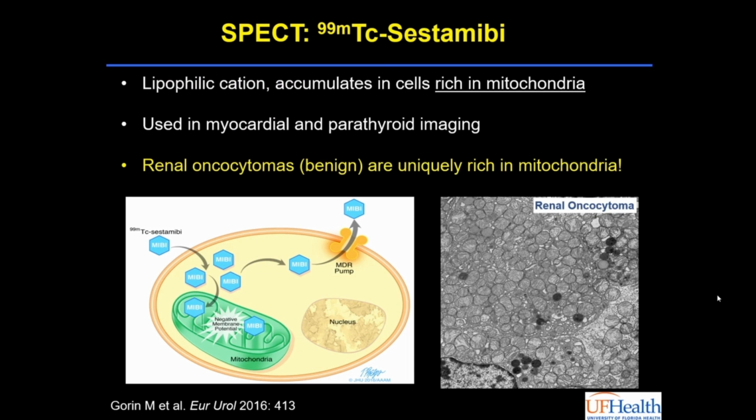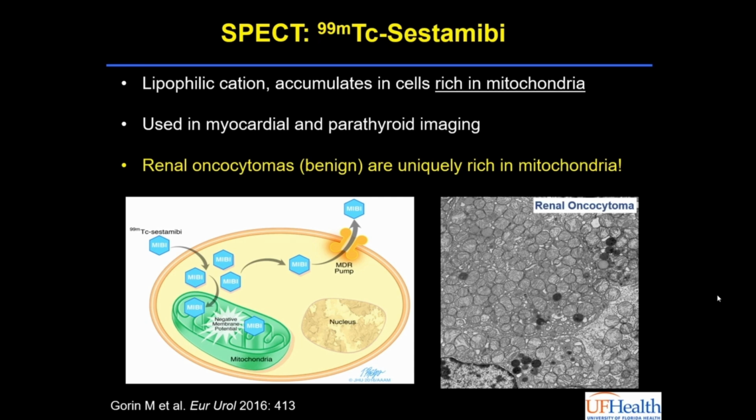One very unique study came out of Johns Hopkins, by Mike Gorin and Mohamad Allaf, back in 2016, capitalizing on the concept of sestamibi. Sestamibi is a lipophilic cation that accumulates specifically in cells that are rich in mitochondria. We know that this is currently used quite commonly in heart imaging and parathyroid imaging.